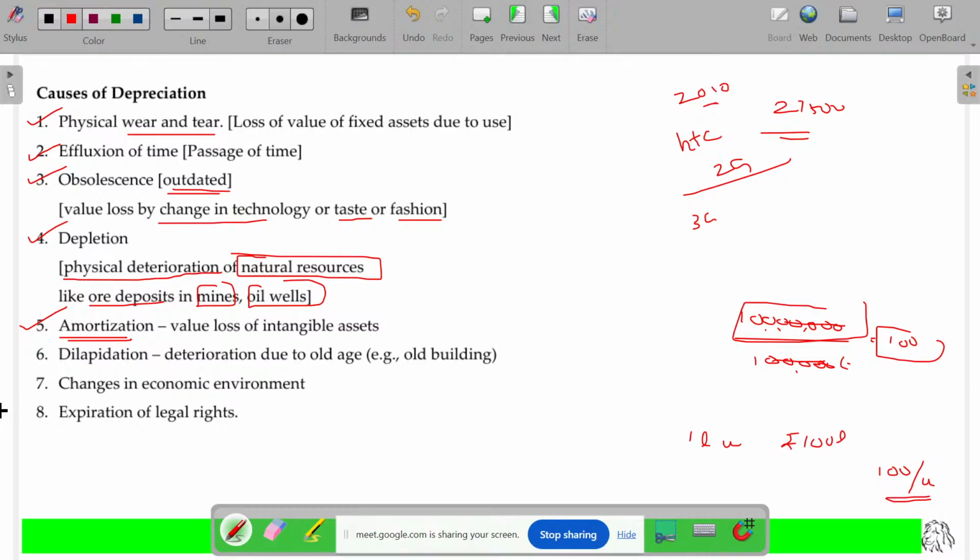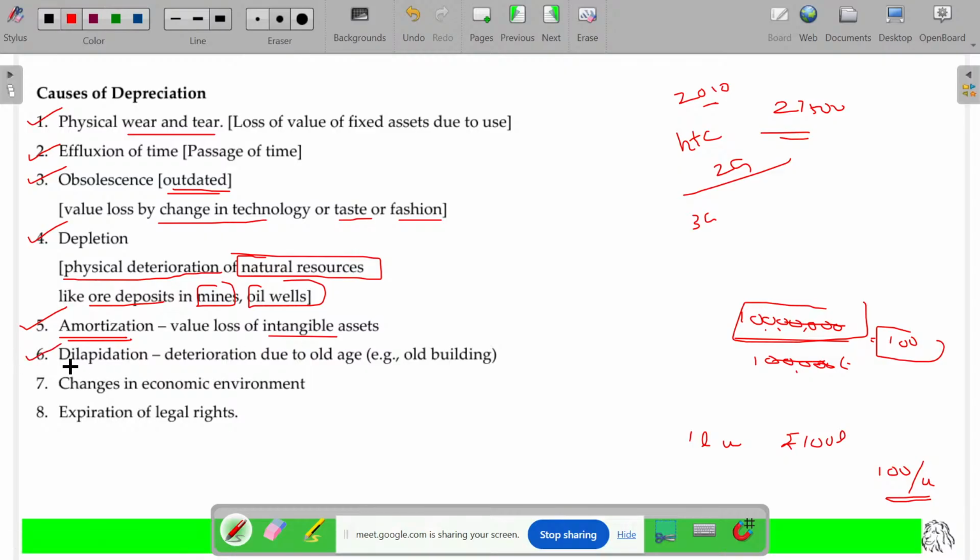Today, it's a much lesser value, right? Similarly, the intangible value of assets also loses its value. That loss of value of intangible assets is named amortization. So, amortization, not depreciation. Is that clear? Value loss of intangible assets.